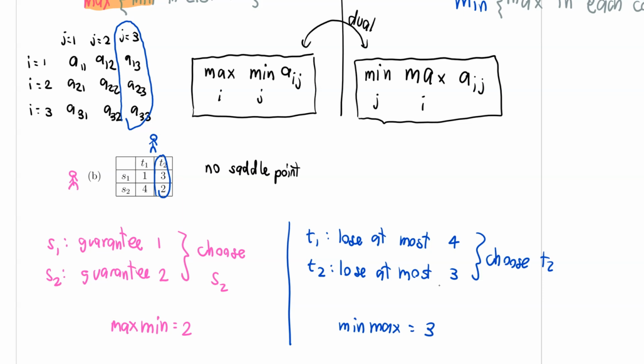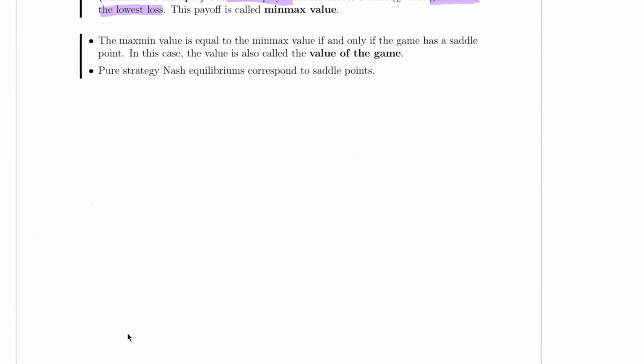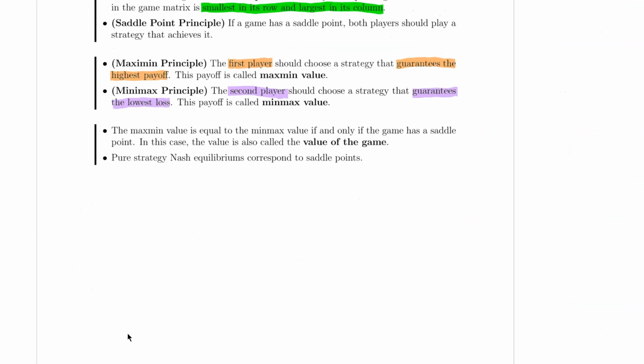Notice how in this case the two numbers that we have are not the same. The max-min value comes out to be 2, but the min-max value comes out to be 3. And this relates to what we have earlier here. The max-min and min-max values are going to be equal only when there is a saddle point.